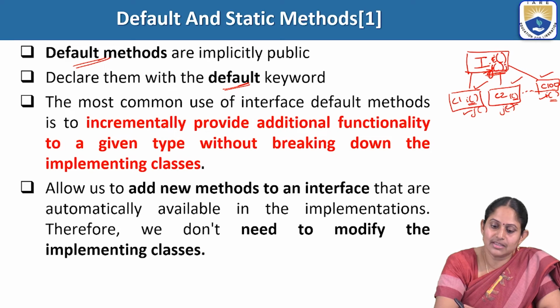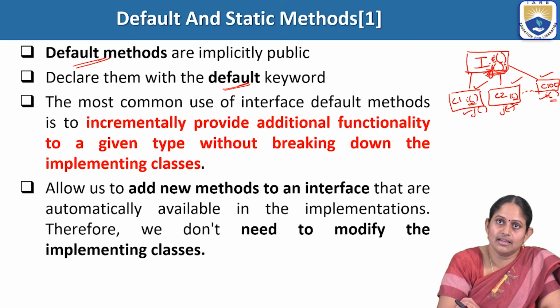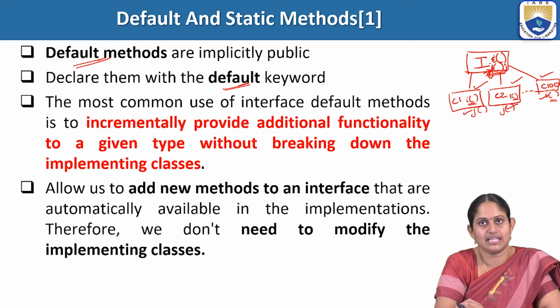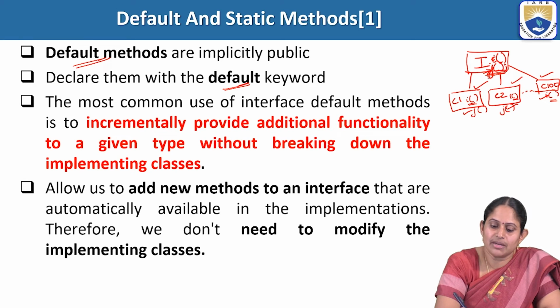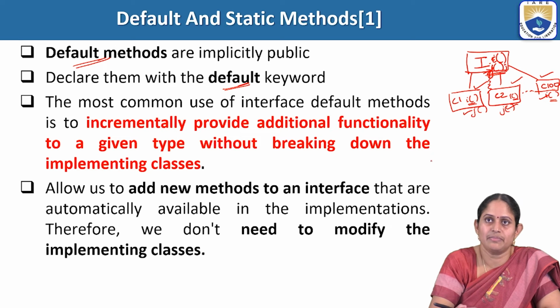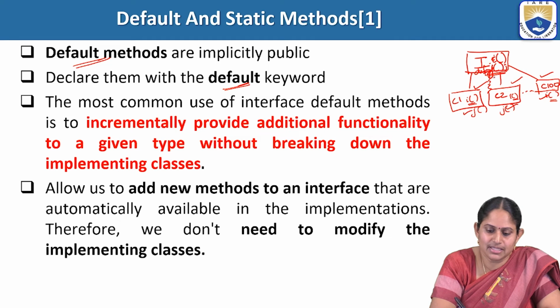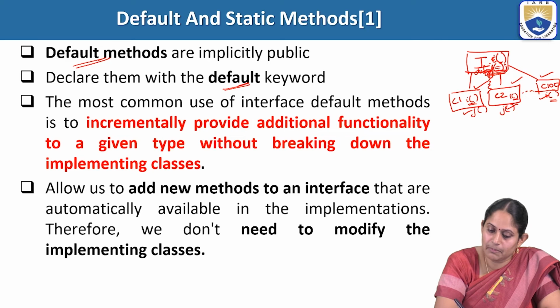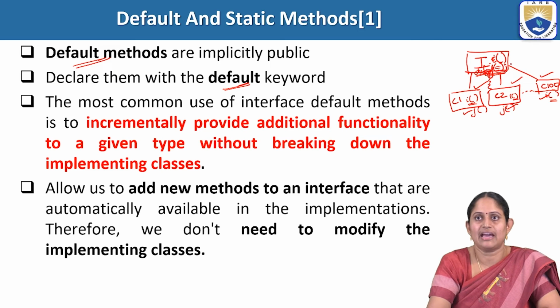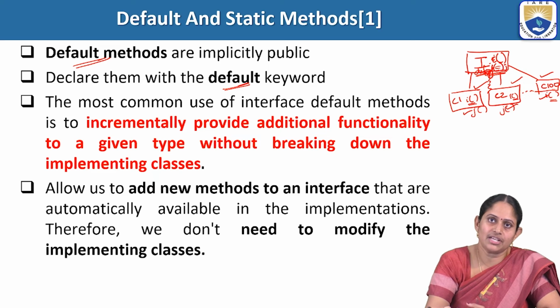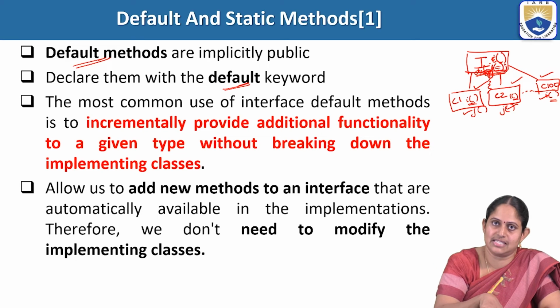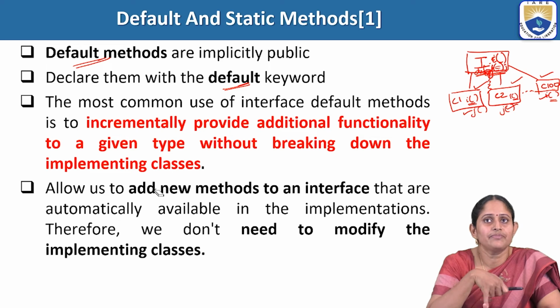And since these methods are defined as default, they are allowed to have some body of their own. So we define J method as default. Since J method is defined as default, this default method J can have some implementation body inside the interface itself. So that is the advantage of using default method.